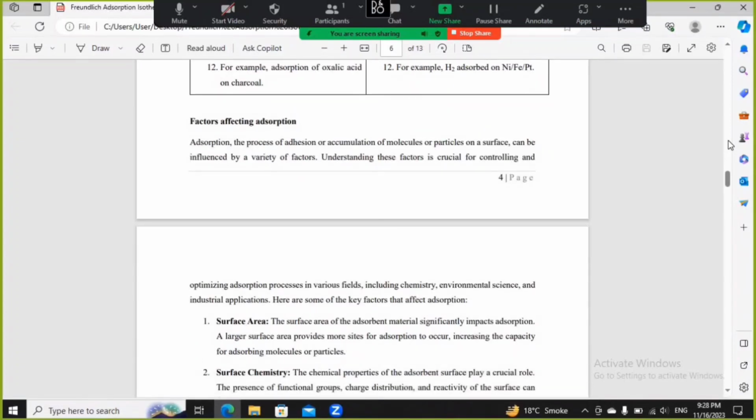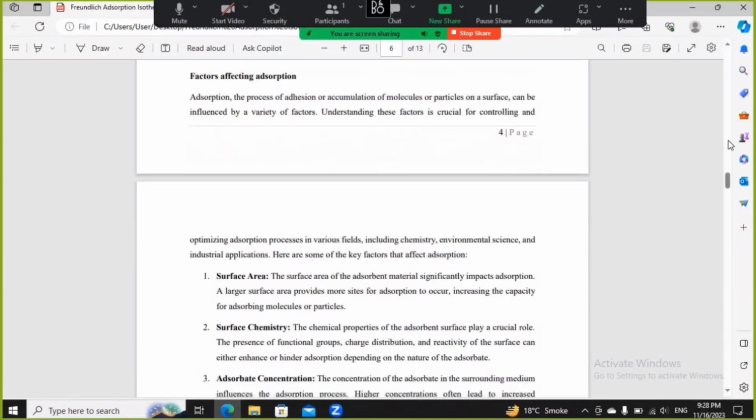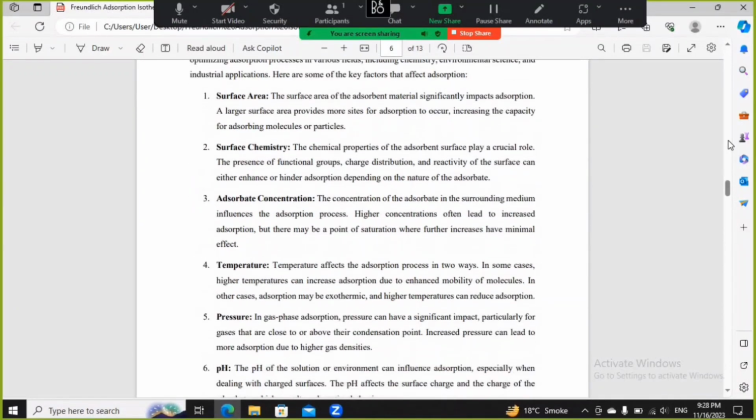Factors affecting adsorption. There are a number of factors which affect adsorption. The first factor which affects adsorption is surface area. The surface area of adsorbent material significantly impacts adsorption. A large surface area provides more sites for adsorption to occur, increasing the capacity for absorbing molecules or particles for more adsorption. The next factor is surface chemistry.